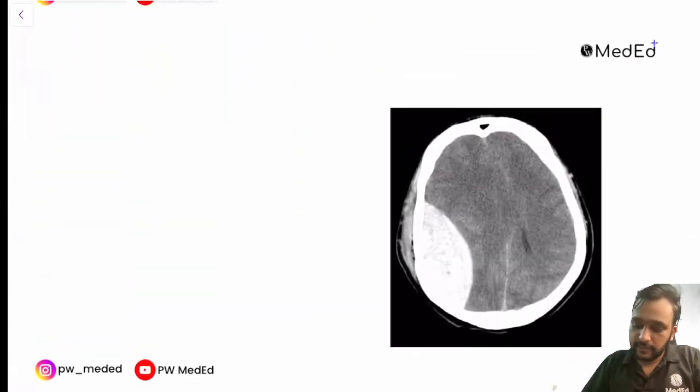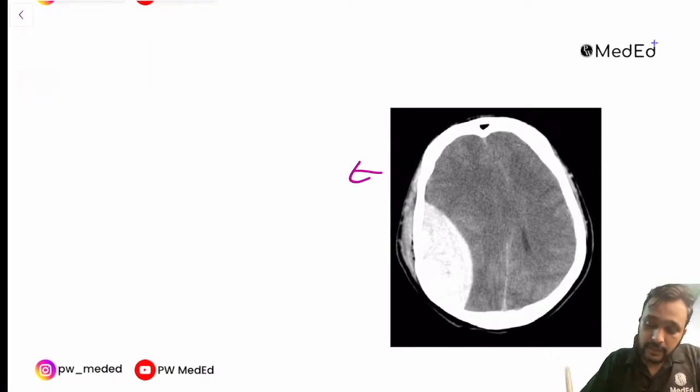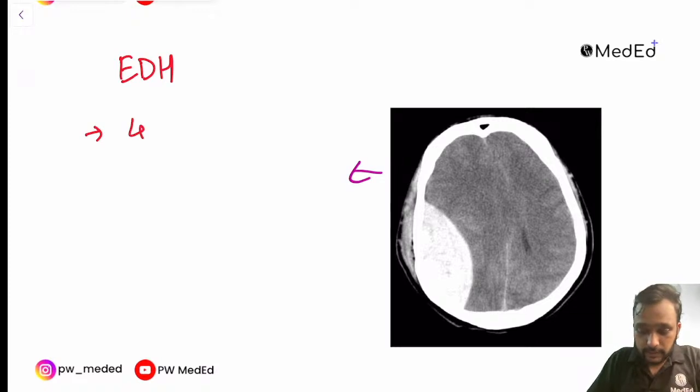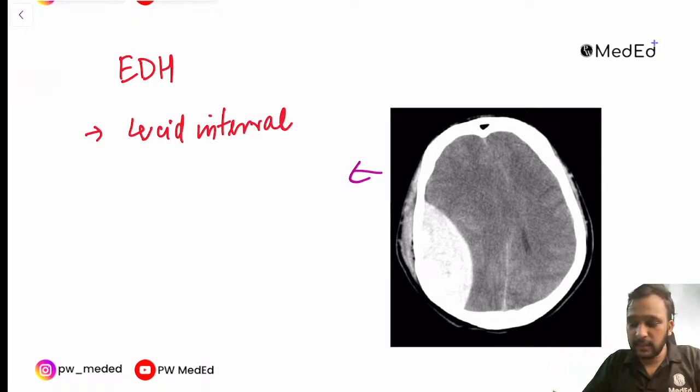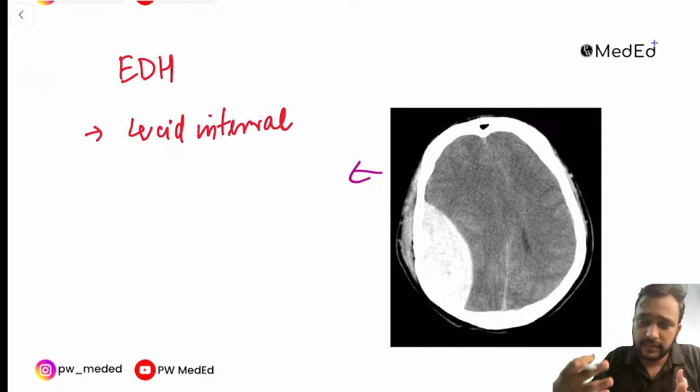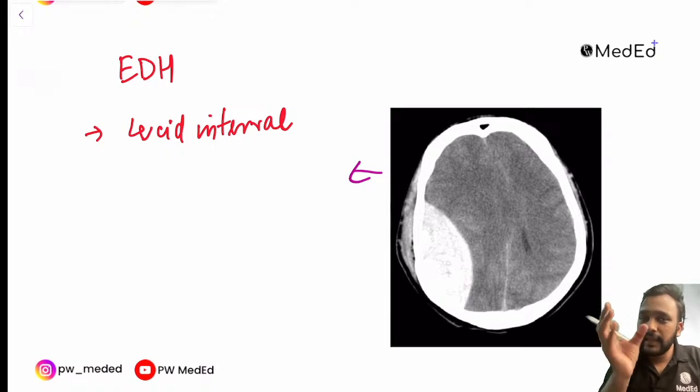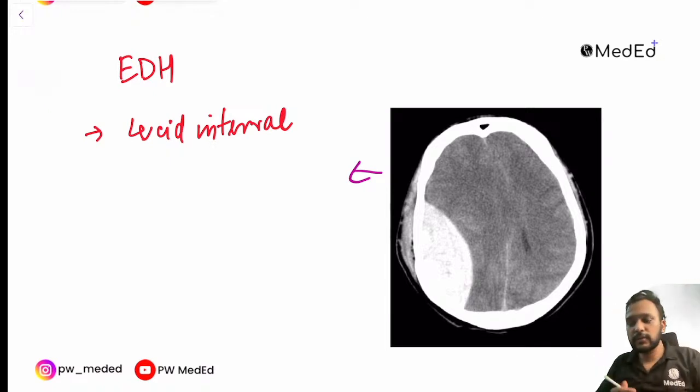So we have seen that a biconvex bleed is your extradural hemorrhage, right? We should know a few important points about extradural hemorrhage. One is the lucid interval. At the time of trauma, the patient is unconscious. The patient again regains consciousness and again loses consciousness. This period of regaining of consciousness is known as the lucid interval.